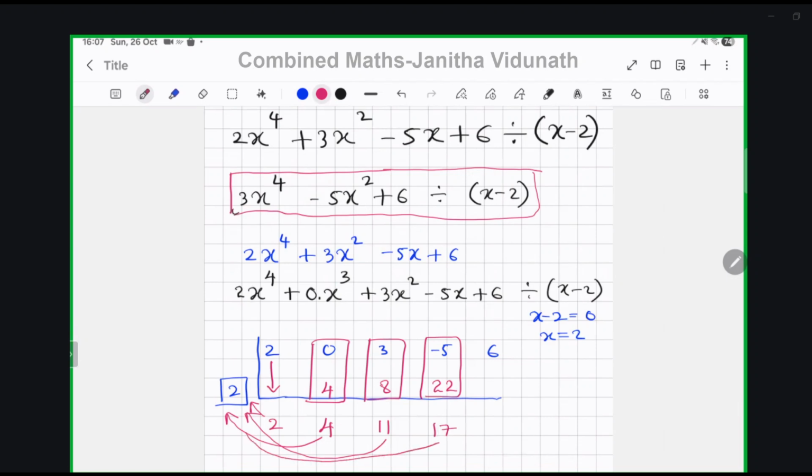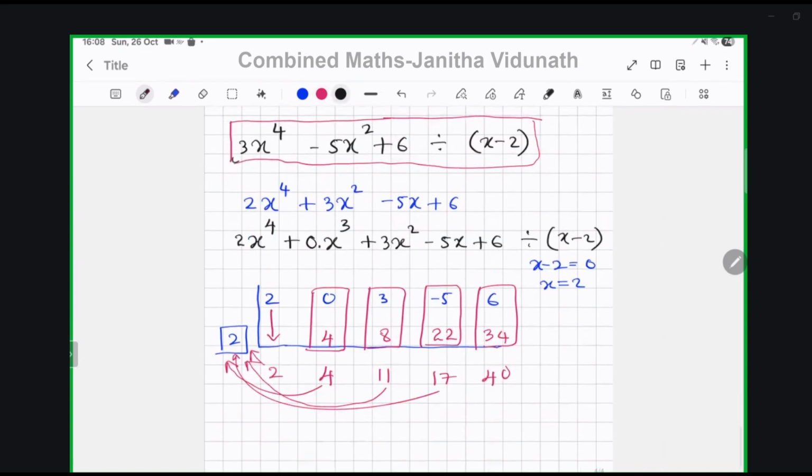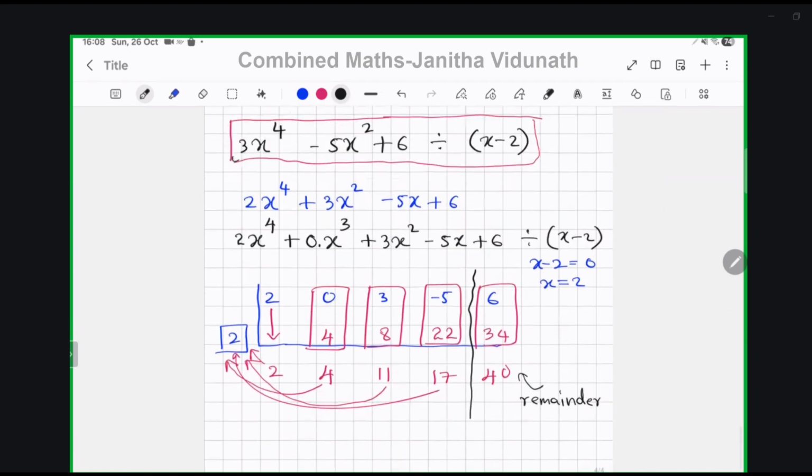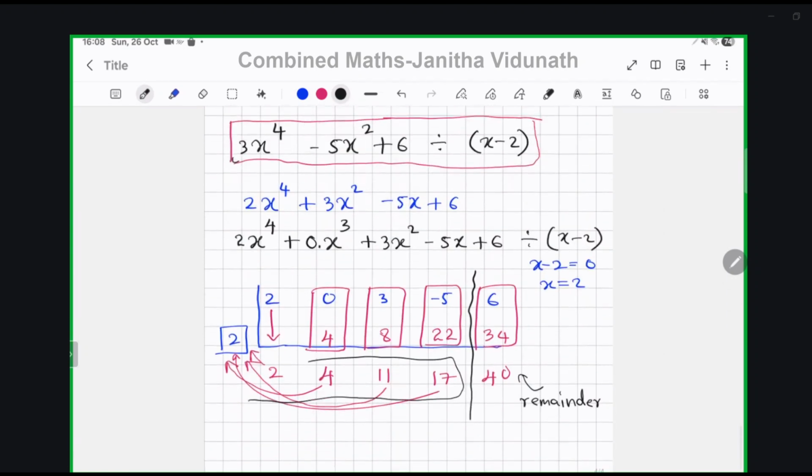Then we need to multiply that number with the number inside the box. That means 17 times 2 is 34. Then we need to add those two numbers. That means 6 plus 34 is 40. Okay. Now, this is our remainder, the last number in the bottom row. And the others should be the coefficients of the quotient. That means 2, 4, 11, and 17.